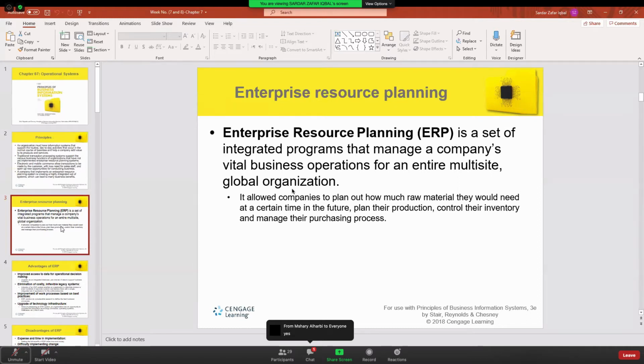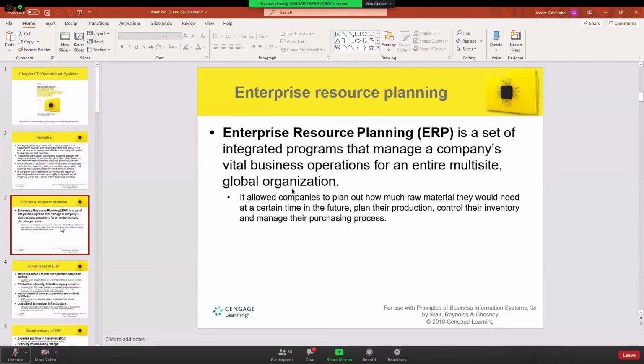So can you give me an example? ERP allowed companies to plan out how much raw material they would need at a certain time in the future, plan their production, control their inventory, and manage their purchasing process.